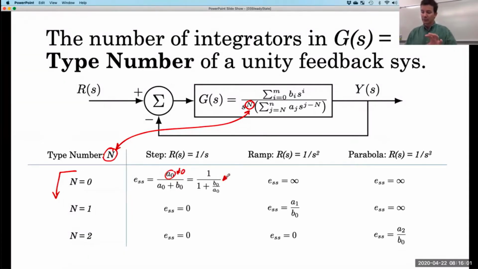So let's recap what that means. For a type 0 system, if a reference step is introduced, the error in steady state will be a constant non-zero value.